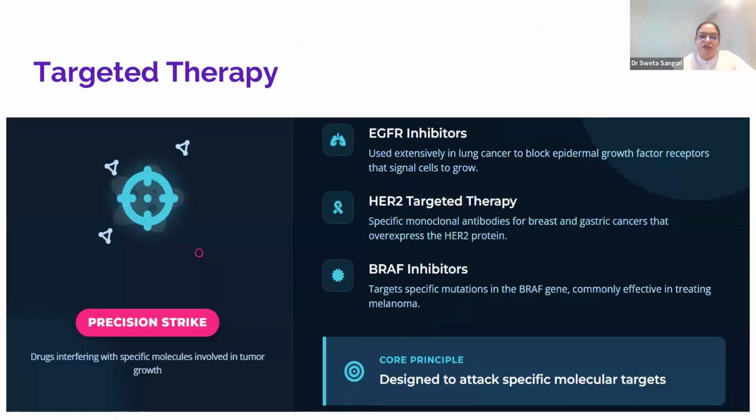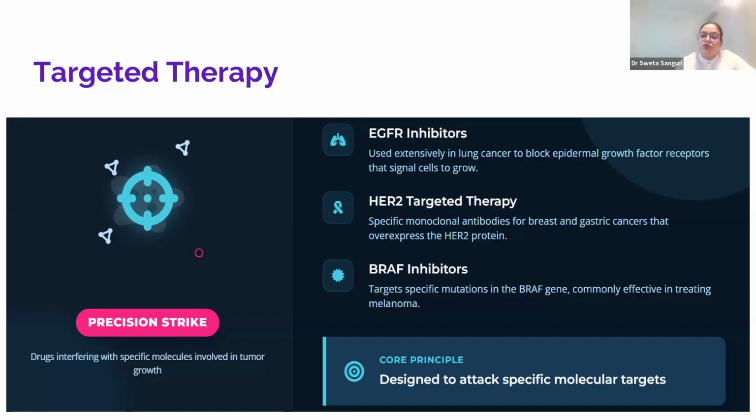So let me explain targeted therapy with a simple clinical idea. In the past, cancer treatment mainly relied on chemotherapy. It would attack all the dividing cells. So while chemotherapy kills cancer cells, it also kills normal cells. This is why patients experience side effects such as extreme weakness, hair loss, fatigue, and nausea.